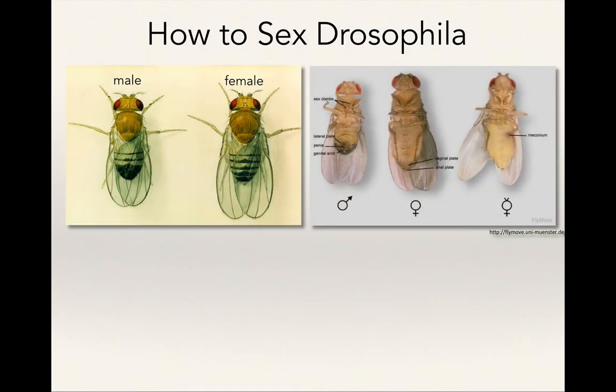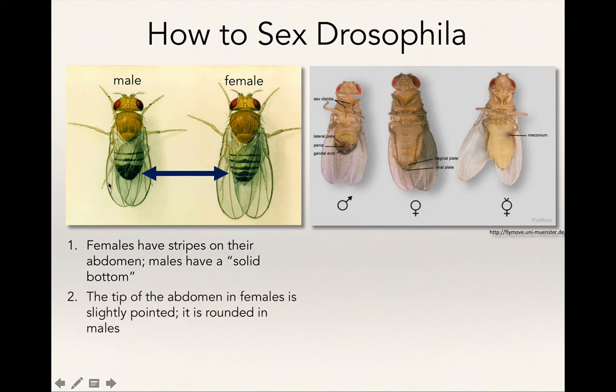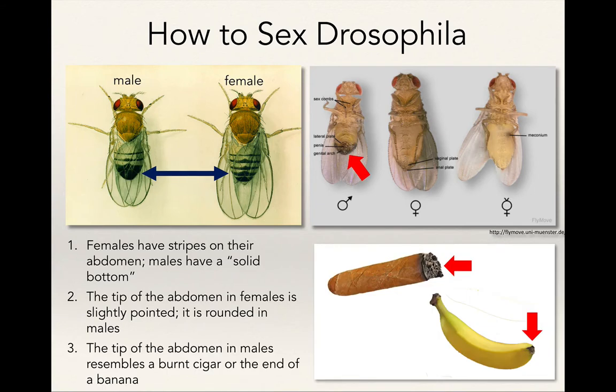An important skill to learn when using Drosophila is how to sex the flies, or how to tell males and females apart. There are a couple easy ways to do this. Females have stripes on their abdomen, shown here, whereas males have a solid bottom. The tip of the abdomen in females is also slightly pointed, which you can see here, whereas in males, it's more round. For me, the easiest characteristic to see is that in males, the tip of the abdomen resembles a burnt cigar or the end of a banana, as pointed out here with the red arrows and here in the images. In females, the tip of their abdomen is just one uniform color that comes to a point.